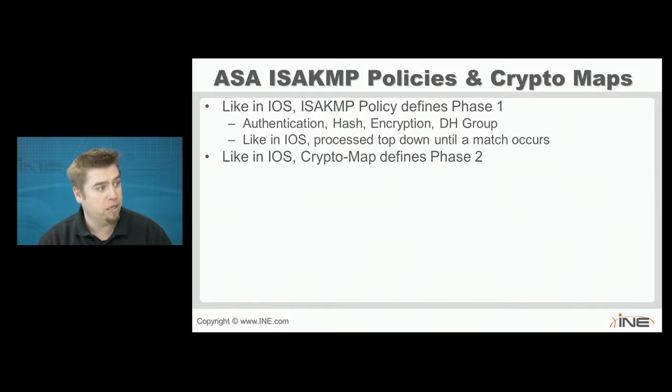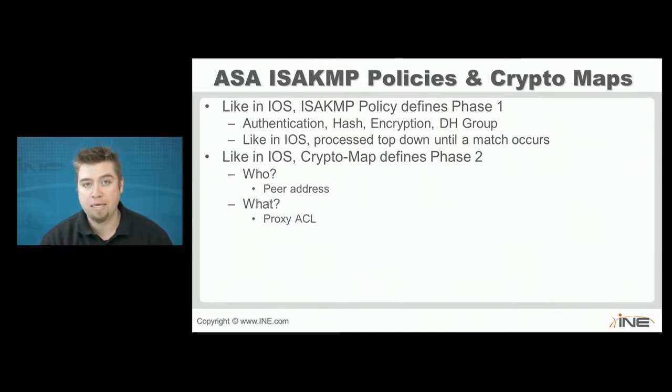Now, similar to iOS, the crypto map is then going to define the phase 2 negotiation, which first is going to be who is the tunnel going to. That's going to be the peer address. What type of traffic is going inside of the tunnel, which is going to be our proxy identity or the proxy ACL. And then how is the traffic going to be treated, which is our IPsec transform set.